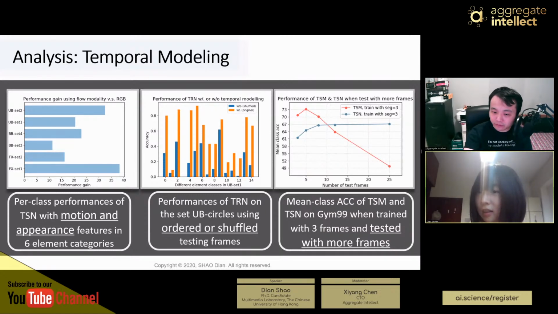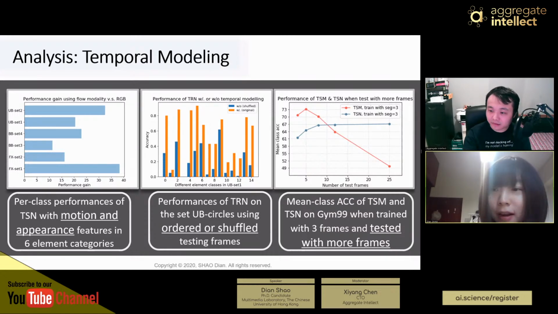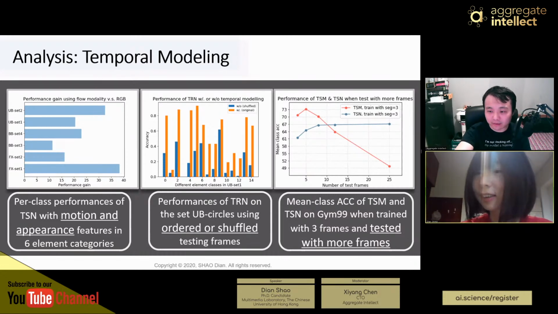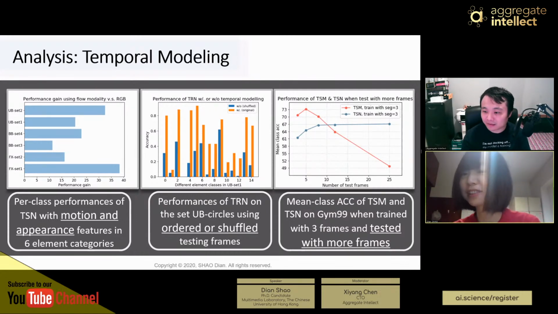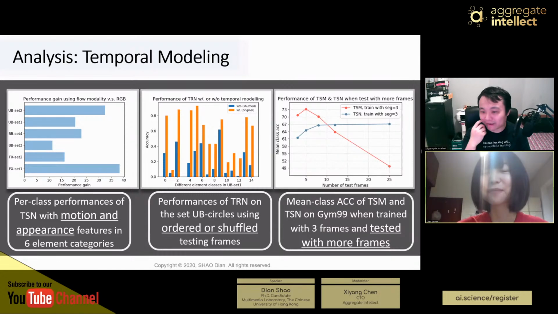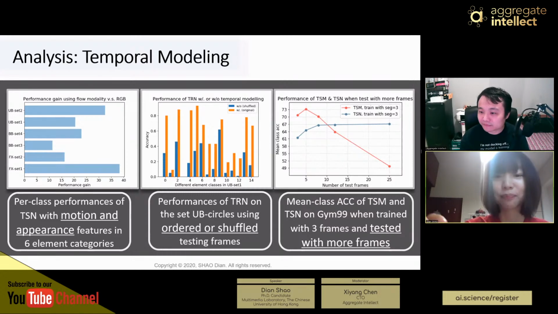Are you referring to the second or the third diagram? The second diagram. Oh, sorry, I meant the third diagram. You mean the third diagram? Yeah, the orange line. Can you explain again why the orange line drops as you have more test frames? I think it's the red line. Oh, okay.